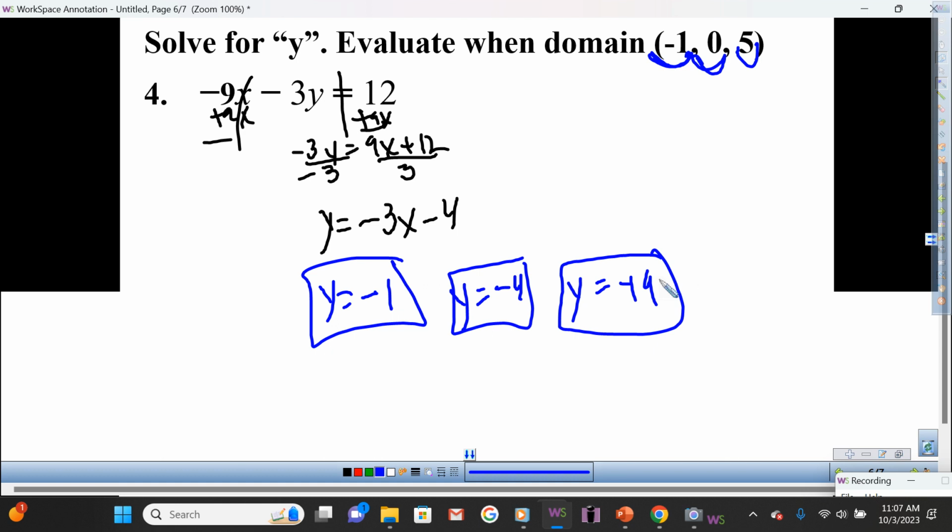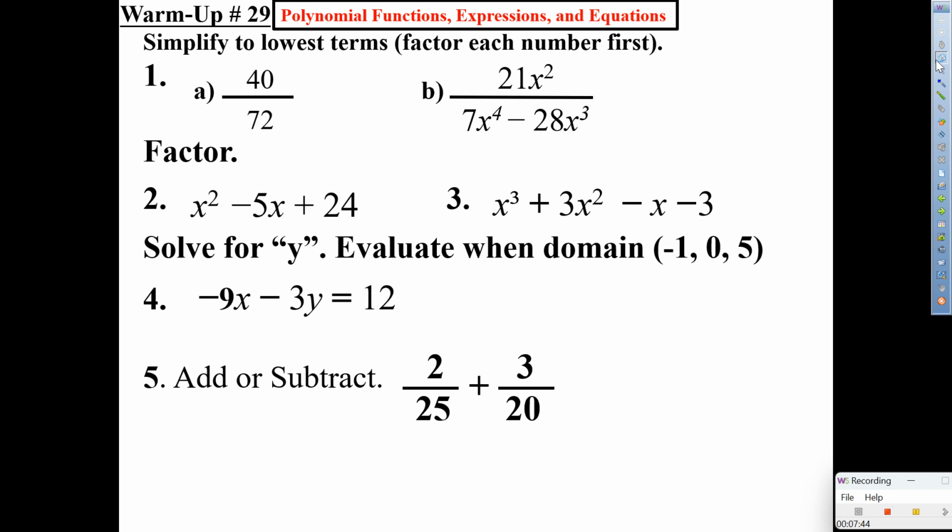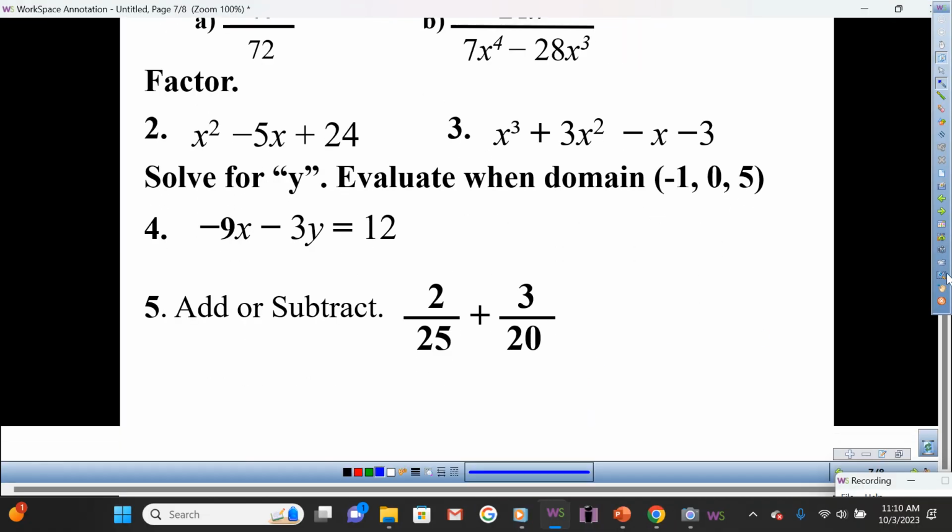All right, hands, have you got something like that? All right. And last but not least, here we go. Add or subtract.